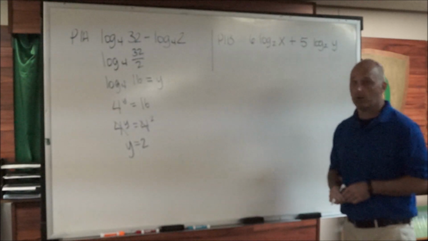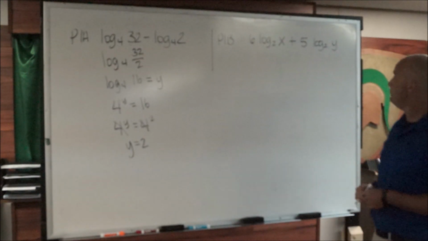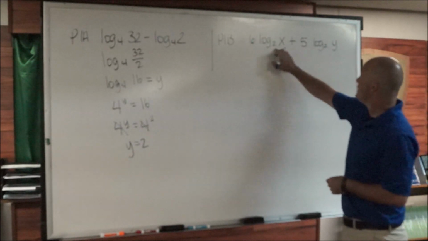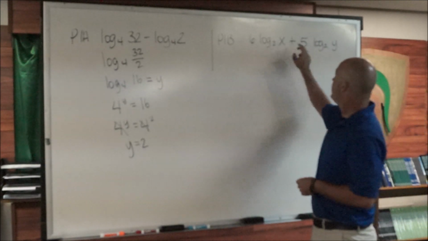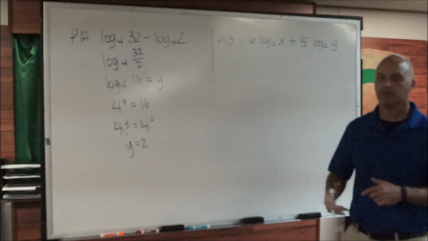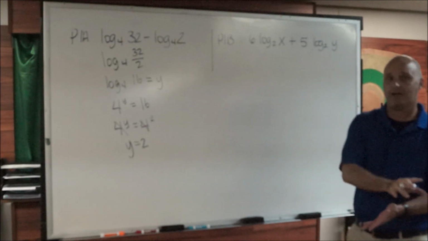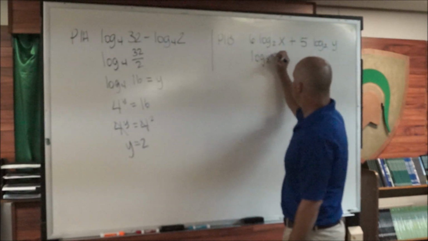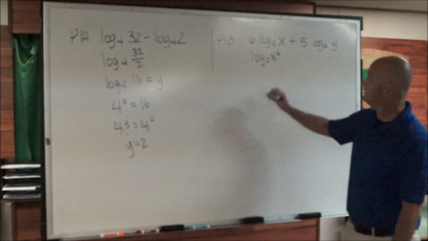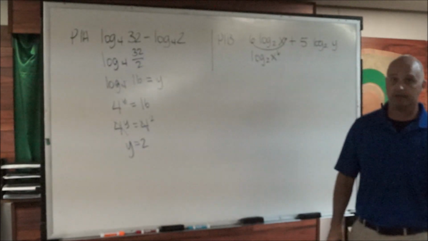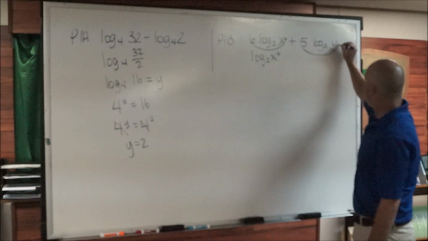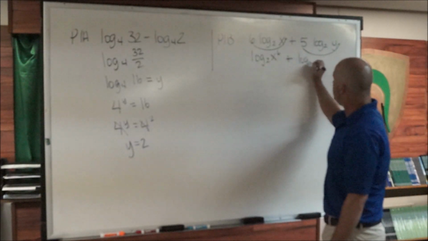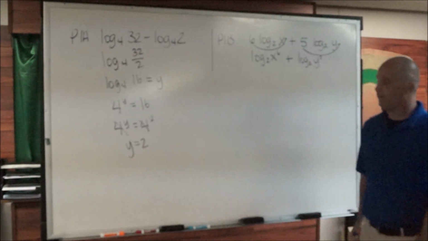Now over here in problem number 1b, we're given 6 log base 2 of x plus 5 log base 2 of y. Now again, we've got addition between the logs, and we've got a 6 and a 5 hanging out in front of the logs. So I'm going to take care of the stuff that's hanging out in front first. So I'm going to rewrite this as log base 2 of x to the 6th, because this 6 is going to come over and be the exponent. This 5 is going to come over and be the exponent on the y. So then we've got plus log base 2 of y to the 5th.